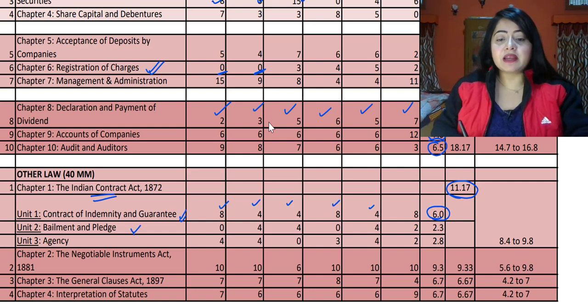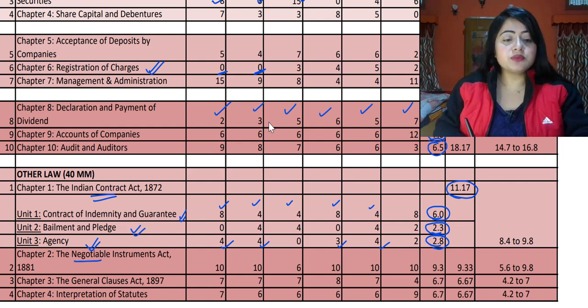Then we talk about bailment and pledge. Sometimes it comes, sometimes it does not come. Every 2-3 attempts the questions are coming. The average weightage is 2 to 3 marks. Then we talk about agency. This is the chapter that comes almost every single time. The average weightage is 2 to 3 marks.